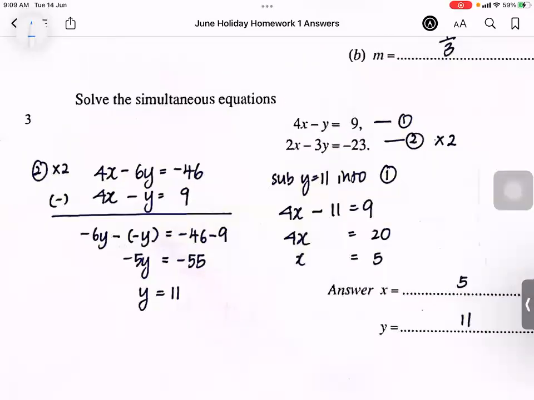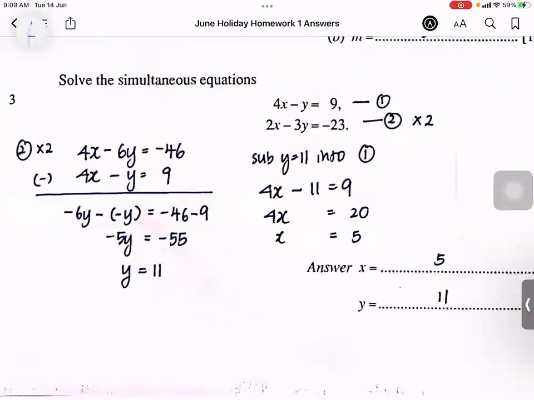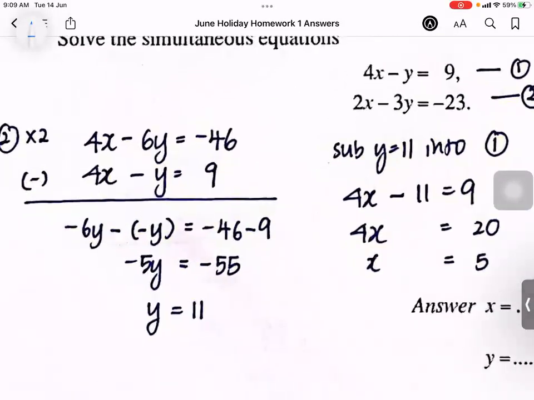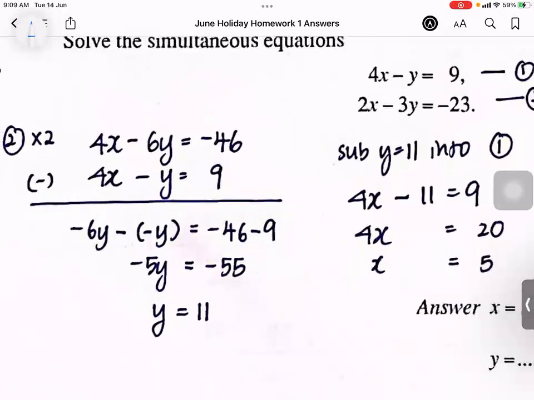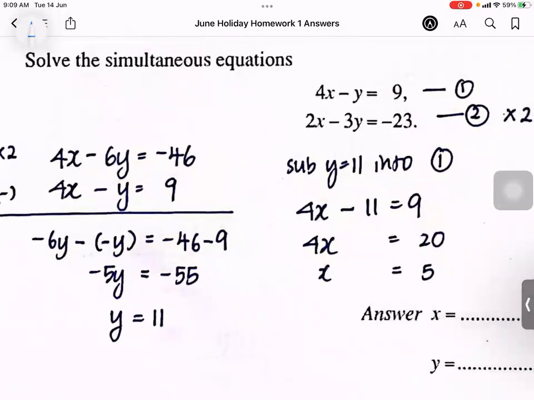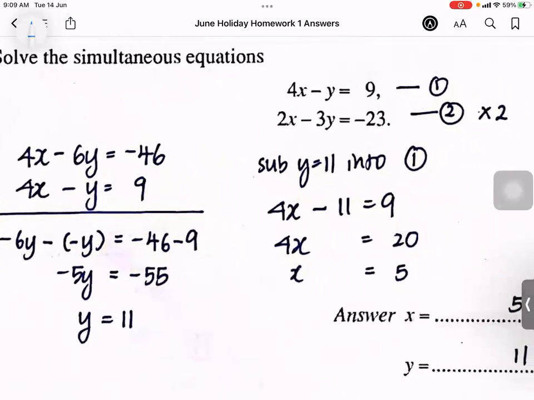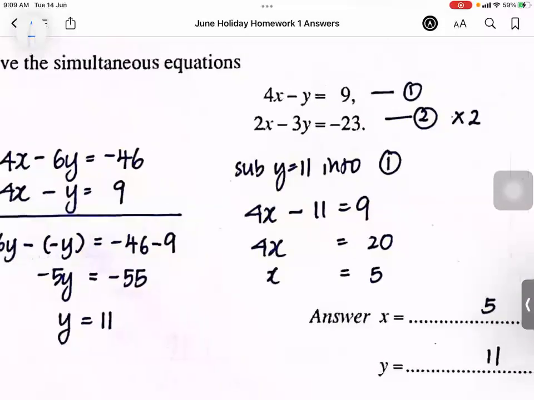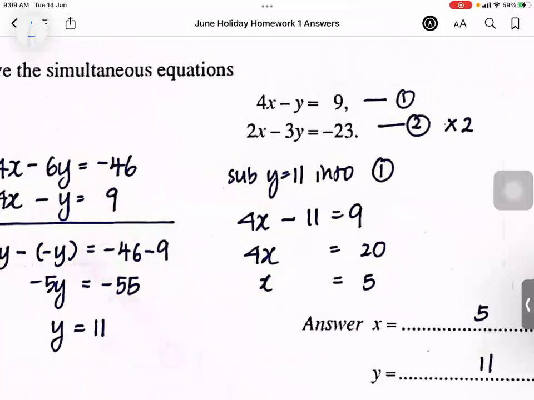Okay, next one, simultaneous equation. Maybe I just go through a little bit. We have done something similar before. For the first one, I try to solve by elimination. There are some students who also do it by substitution. I can go through the substitution later as well. But I will do elimination first.